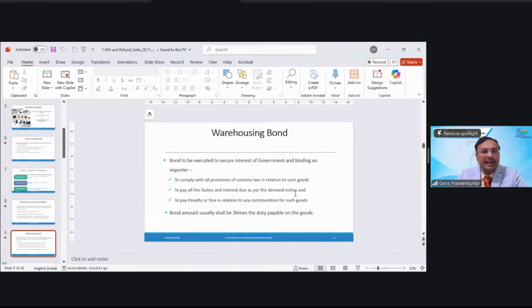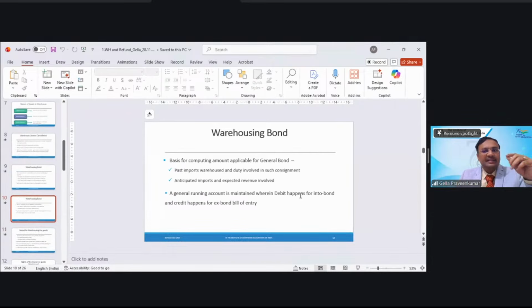Then the warehousing bond, as I have mentioned. This bond is to protect the interest of the revenue of the customs authority towards duty, the principal, the penalty, interest, and any other fine which is collected by the proper officer. Interest is payable beyond a point in time of 90 days where the goods are kept in a bonded warehouse.